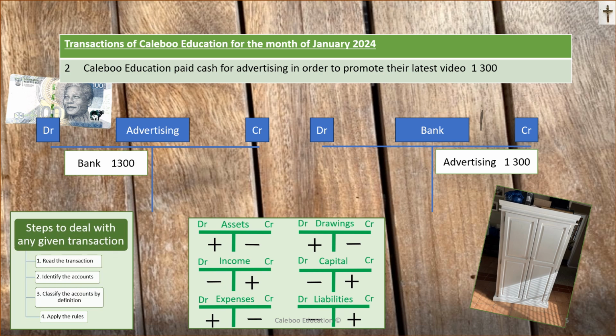And Caleb, he could be in the cupboard. We'll have to, as we go along, just check if he's going to jump out of the cupboard or not.